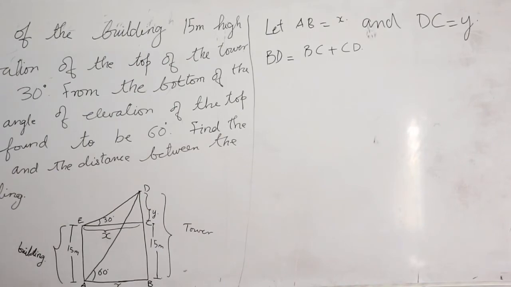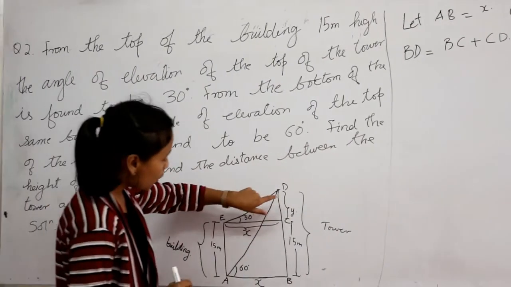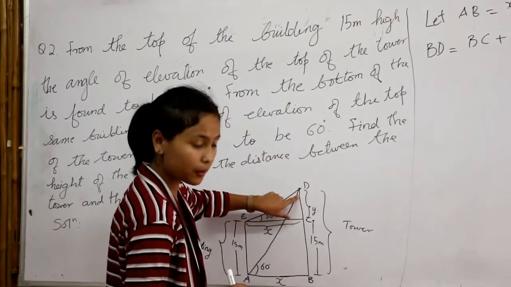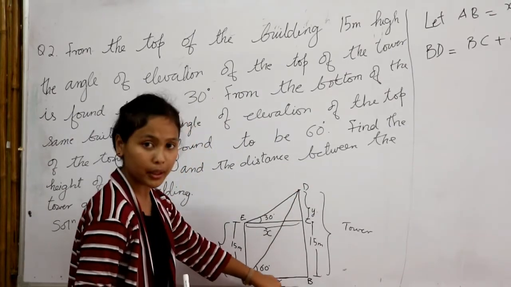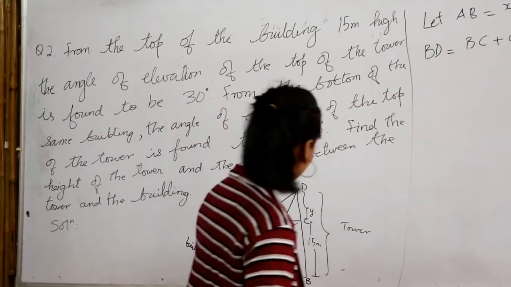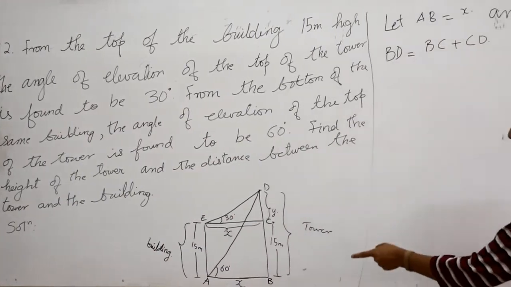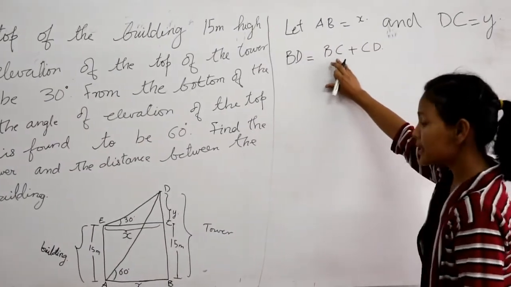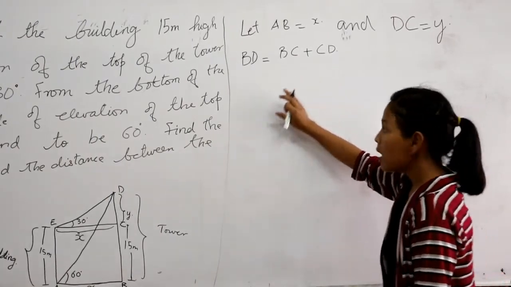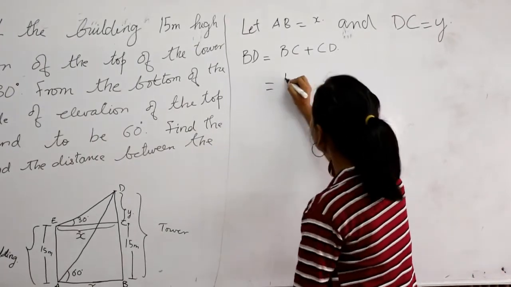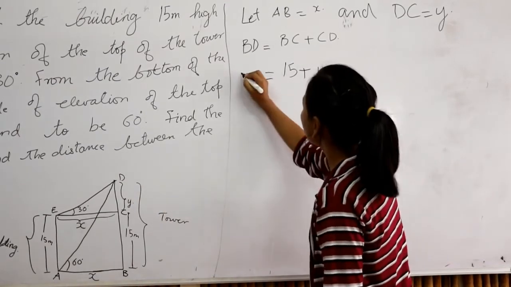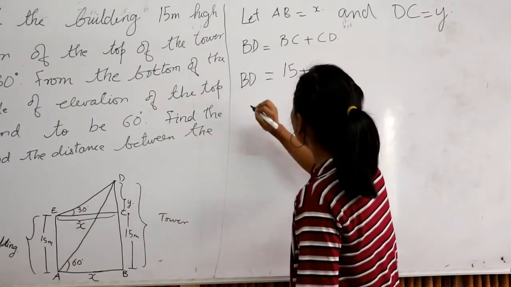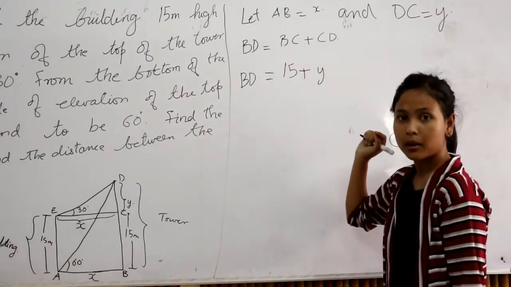Now we have to find the height of the tower, which is BD, and the distance between the tower and the building, AB. From this figure, BD is equal to BC plus CD. BC is equal to 15, CD is equal to Y. So BD will be 15 plus Y.